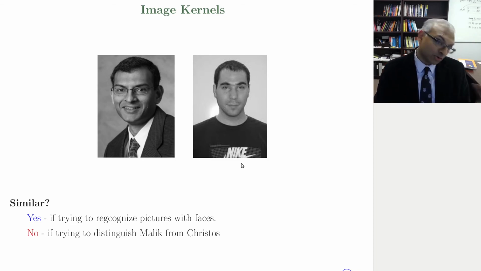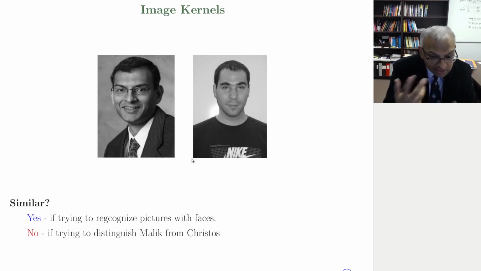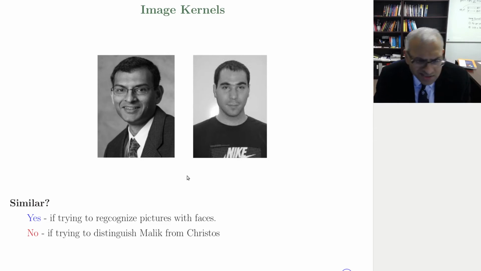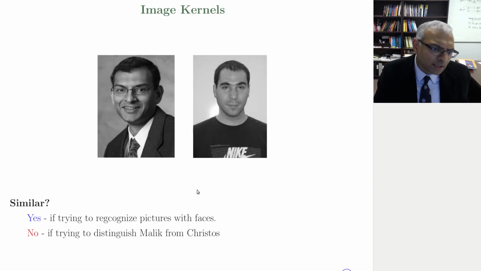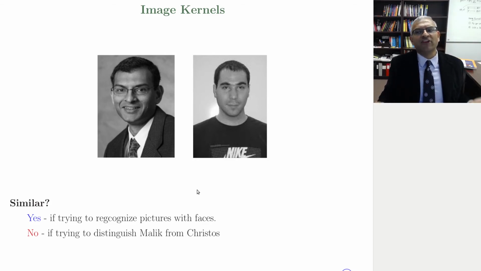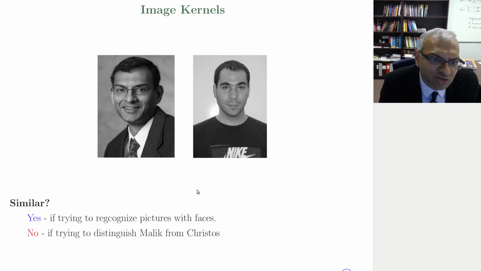Okay. Now, the question you have to answer is, when building this kernel, this measure of similarity, you have to ask yourself: are these two images similar? And it depends on the task. These two images are similar if you're trying to recognize pictures with faces. So whatever kernel you produce must extract the relevant features and output the right measure of similarity that would say these have a high level of similarity, because there are faces in each of these pictures.